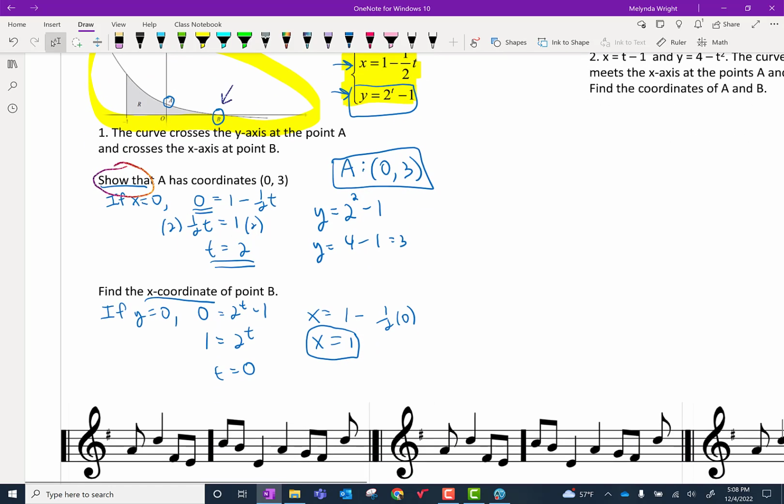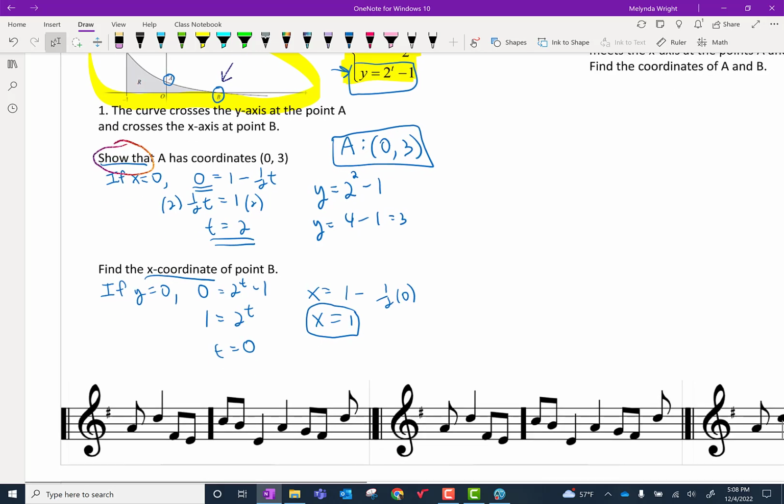And you might be thinking, oh my goodness, I don't remember how to solve exponentials. How did she know that that t was 0? I'll give you a short little reminder. So what we would like is we would like the bases to be the same. That's what we would like. So there's a couple different ways to do this. I can write 1 as 2 to the 0 equals 2 to the t. Remember, when the bases are the same, we can drop them and we can say 0 equals t. That's one way to do it.